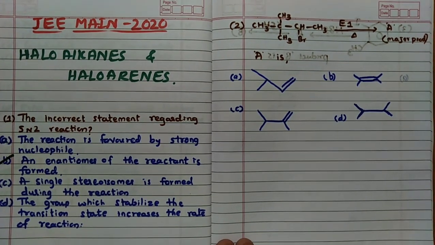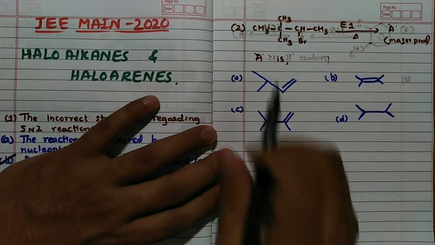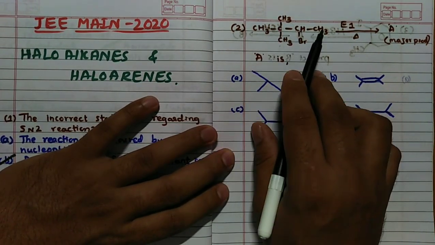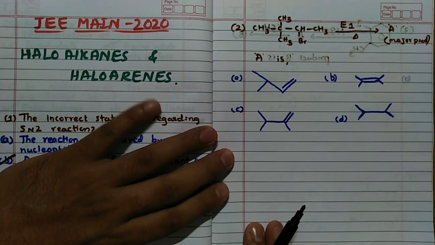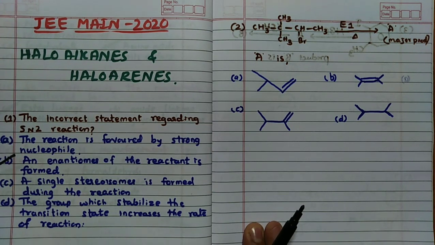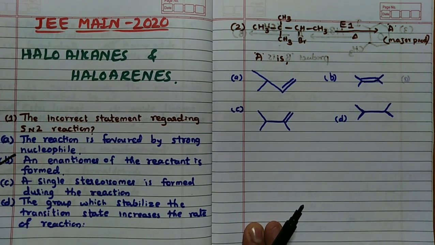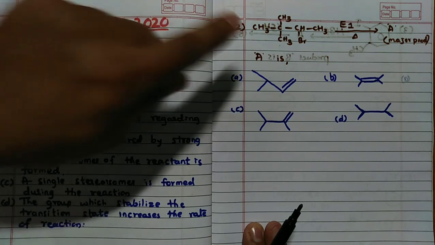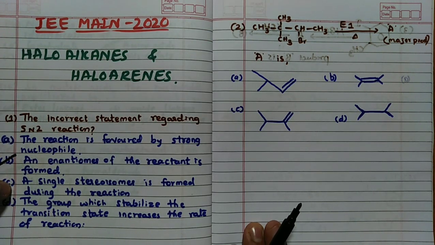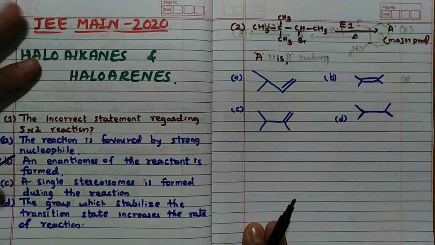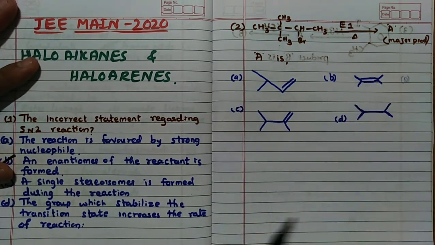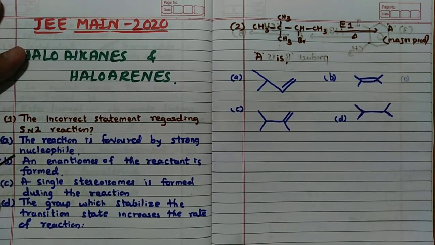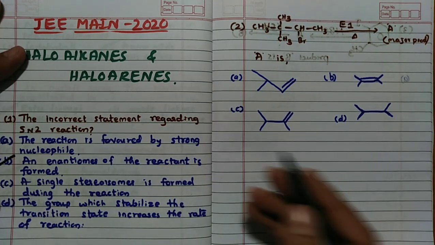Then the second one. In this case (CH3)3C-CHBr-CH3, they are telling the E1 mechanism. Remember, E1 and SN1 are both two-step mechanisms and first order reactions, everything is the same, but one is elimination and the other is nucleophilic substitution. That is the only difference. A is the major product, they are telling. What is A? For this you have to write the reaction. So immediately you have to write the reaction, remember.